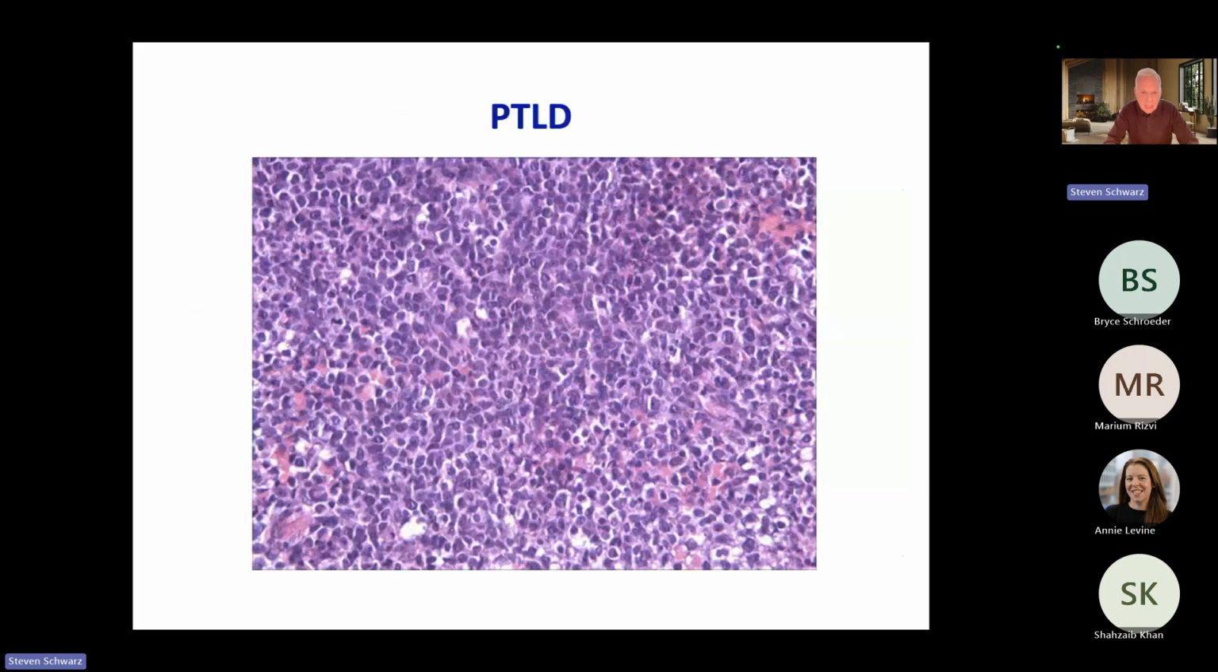And this is what it looks like. Again, I've showed you slides before of lymphomas. They tend to be sort of boring looking. And again, you see here clonal expansion, replacement here of whatever tissue this is. I think it's liver, by the clonal expansion of these lymphocytes.